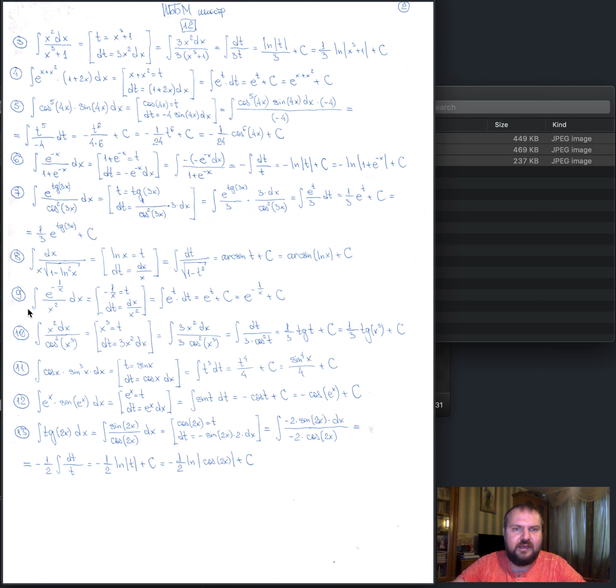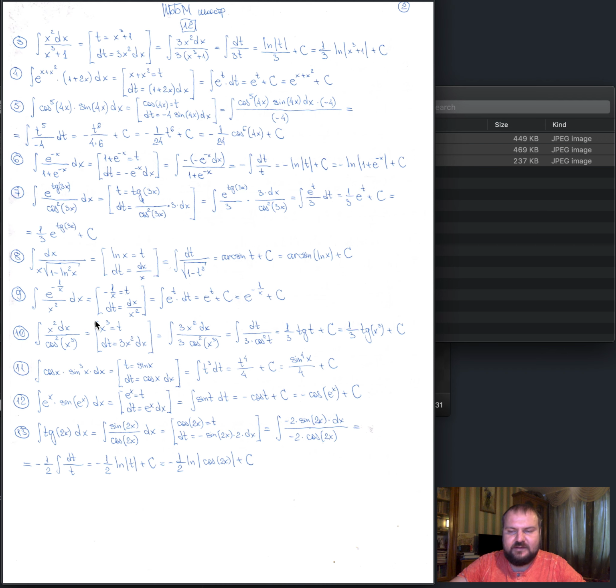Example number 9. Integral of e to the power minus 1 divided by x squared. Here we take a new variable t that equals minus 1 divided by x.